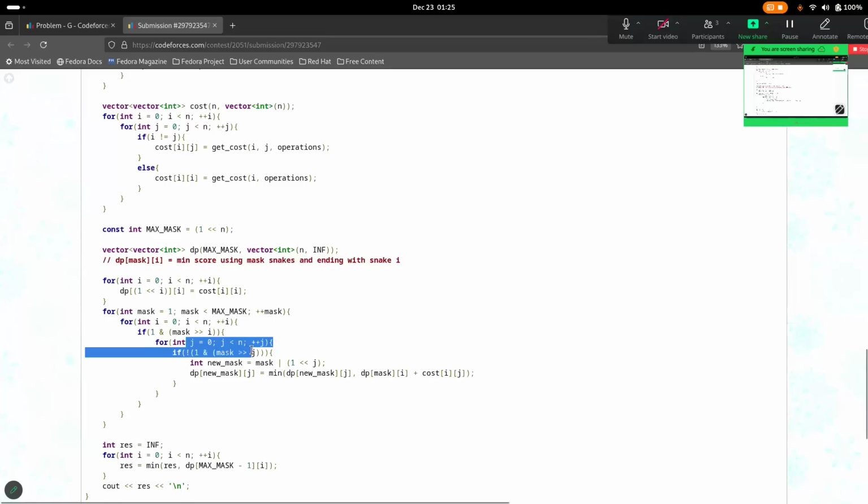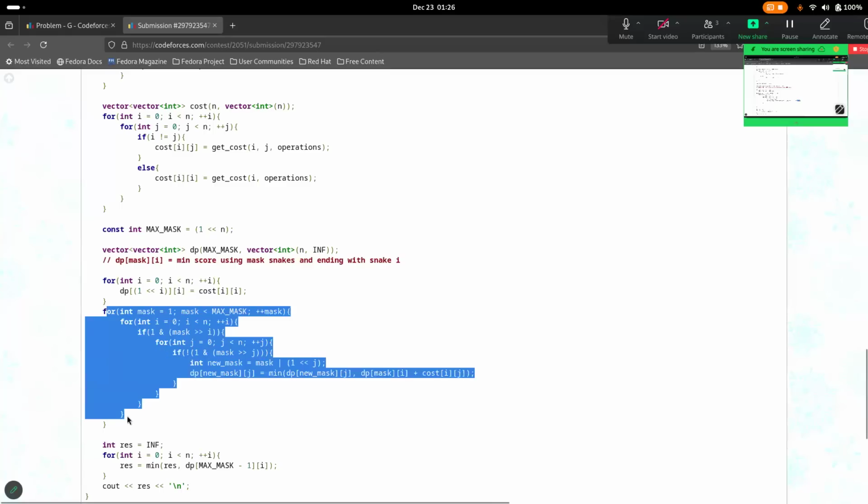And then we iterate over all the snakes j which are not in mask, and we try to add them to the mask. When you add j to the mask, the new mask will be mask OR 2 raised to power j, that is one shifted left by j places. And the new mask ending with j, its minimum score will be what it already was, which is initially set to infinite, and the score of the previous mask ending at i, plus the extra score that you would need to add when you place j in front of i. That's parallel to calculating the answer for two snakes.